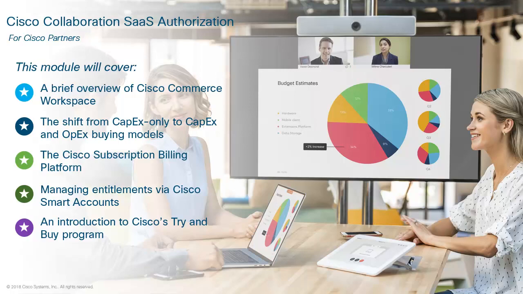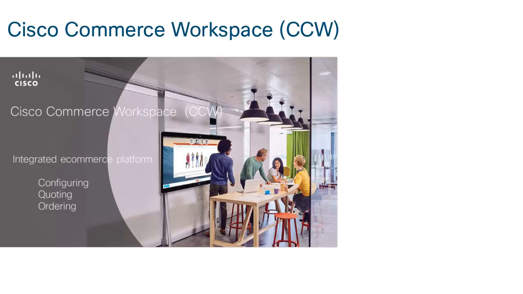Let's get started. We start with a brief overview of Cisco Commerce Workspace, commonly known as CCW. CCW is the quoting and ordering tool used by Cisco partners for both the traditional purchase and resale of Cisco products and for ordering software-as-a-service services known as SaaS. These two major functions broadly align to how customers buy solutions today, either on a CapEx or OpEx model. Many customers use both models.